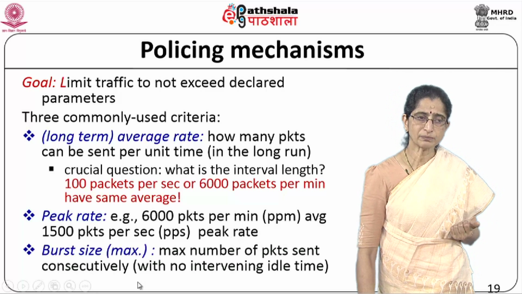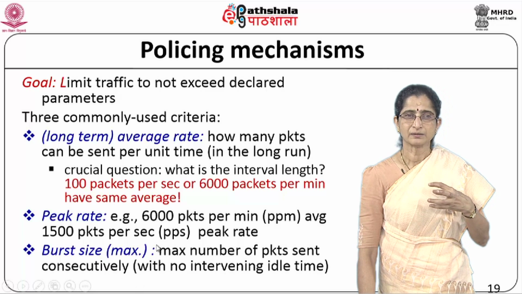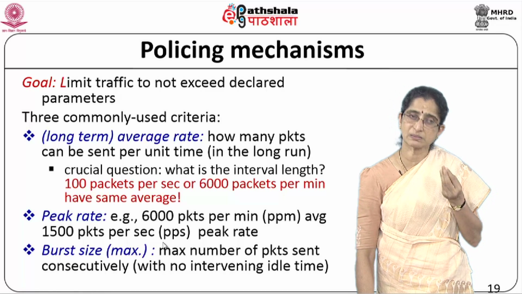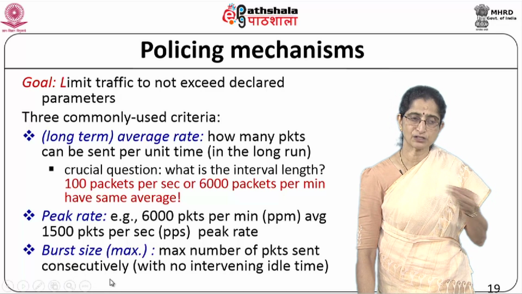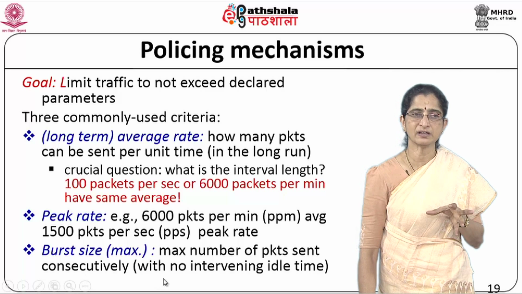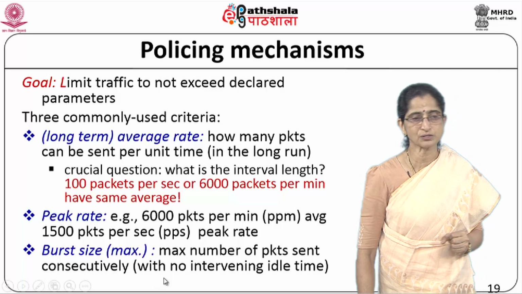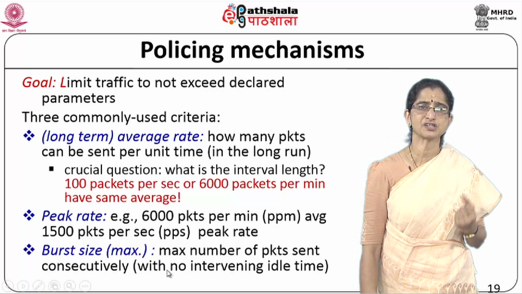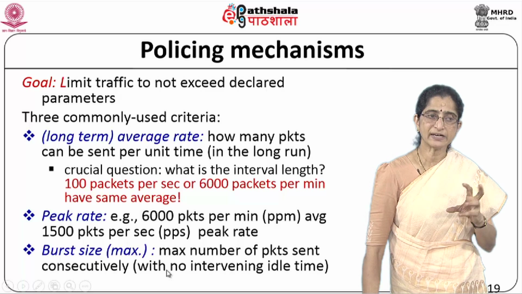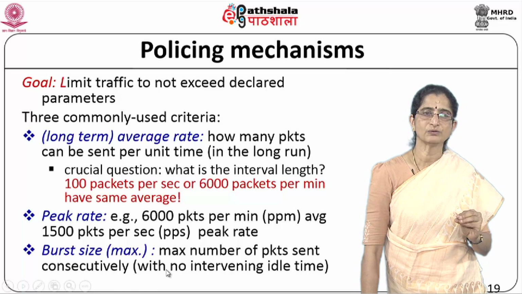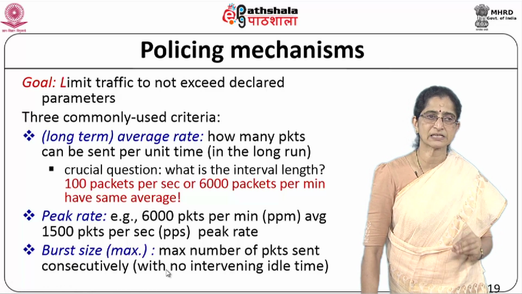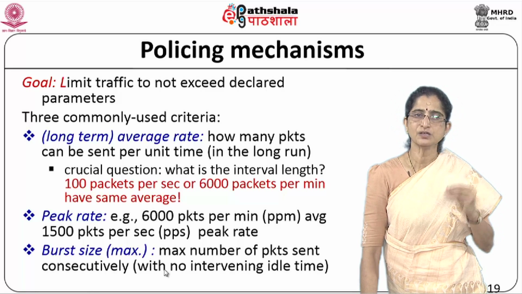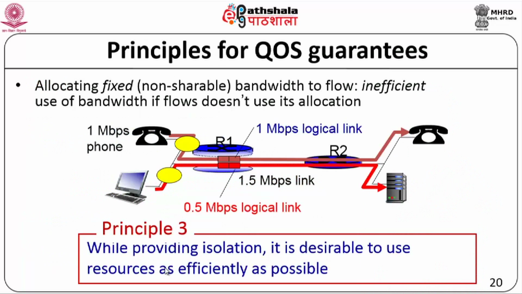And of course, we talk about burst size. When you say that you can get bursts of data, what do you mean by burst of data? It's the maximum number of packets which are sent consecutively without any intervening idle time, so which are coming together. These bursts are the ones which can always cause congestion to occur. So we need to control what the maximum burst size, the maximum peak rate, and the average rate can be. If you control these parameters, you can have some kind of a policing mechanism.